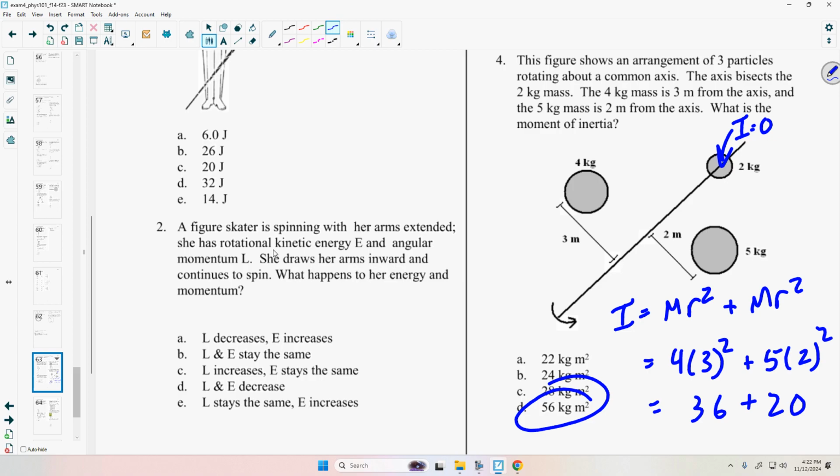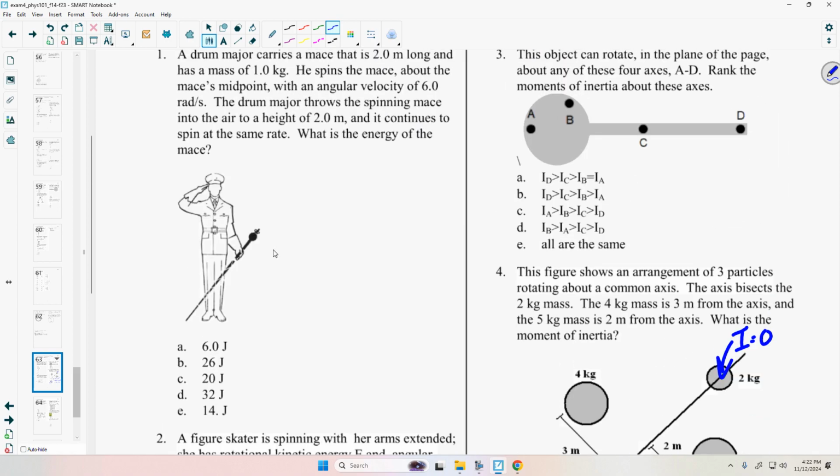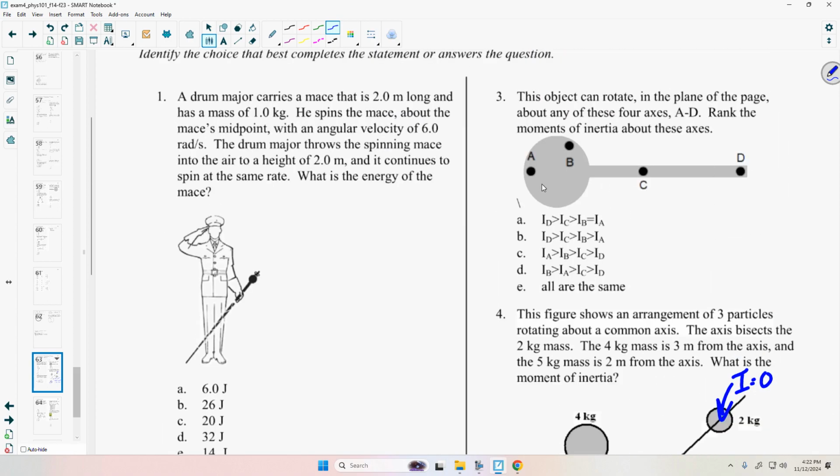All right, what else? Y'all okay with these ranking problems? I like those. Y'all like those too?